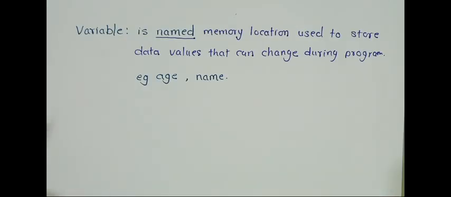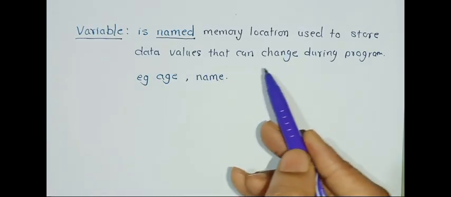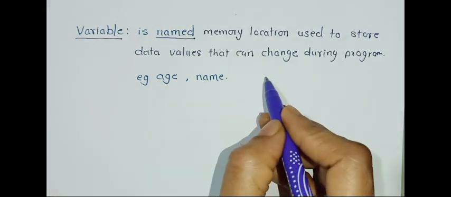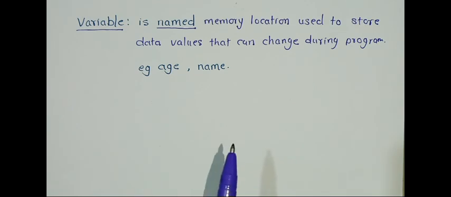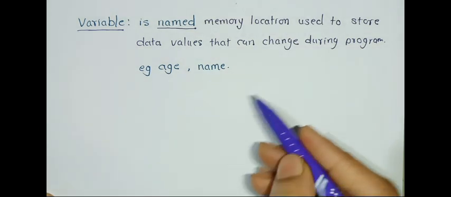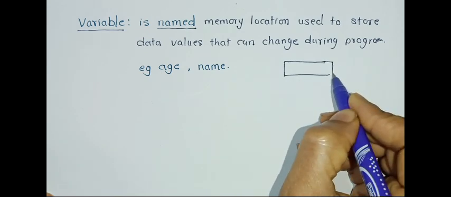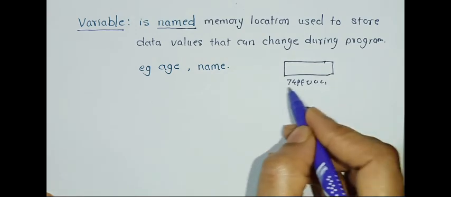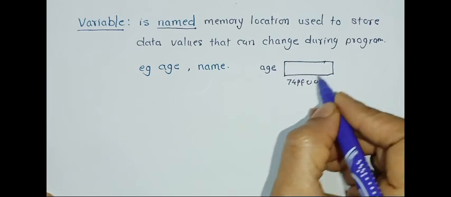So the next topic is variable. A variable is a named memory location used to store data values that can change during the program. So it is a name given to the memory location. If you want to store some data from the user in your computer, how will you store it? Suppose age is there, name is there. That age you will store in some memory location. The address of that memory location is too long, so you can't remember this address every time. So for that you will use a name for that memory location.